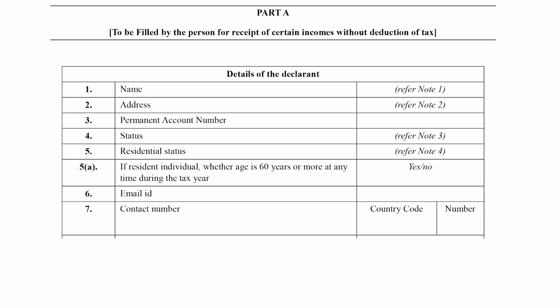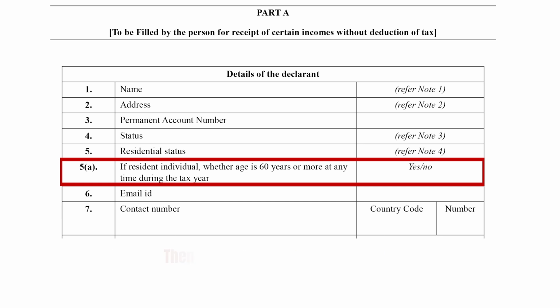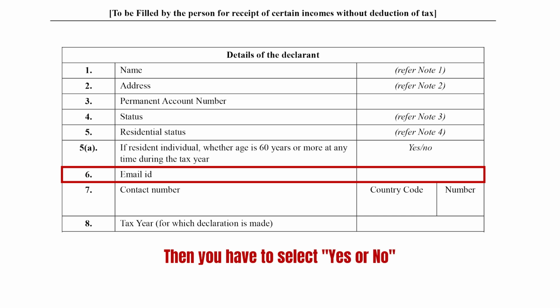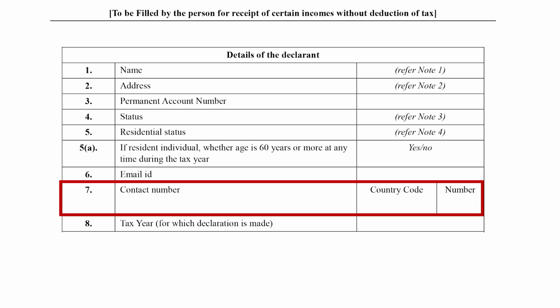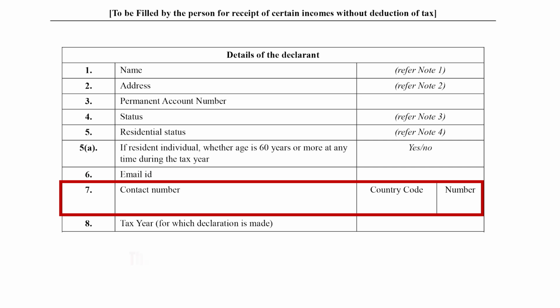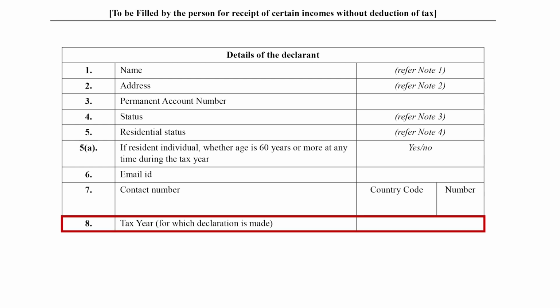Then there is an additional question in 5: if resident individual, whether age is 60 years or more at any time during the tax year. There you have to select yes or no. Then on the 6th point, you have to give your email ID. 7 is your contact number. First mention your country code, which is 91, and then your mobile number. Now the 8th one, many of you will have confusion.